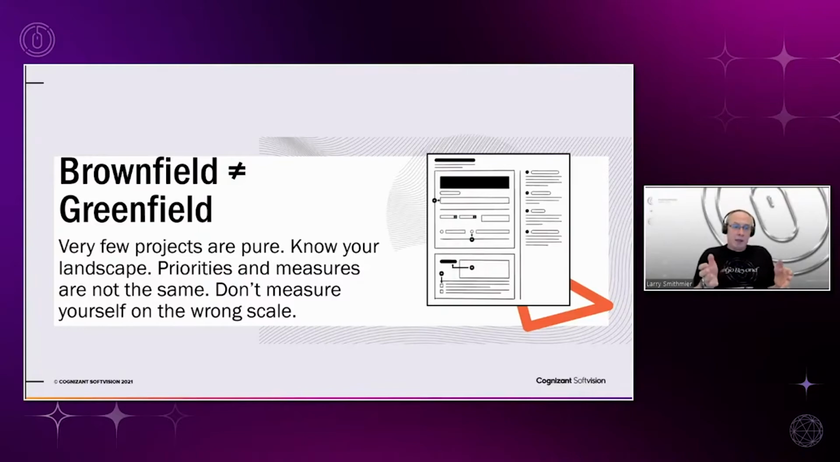Now, priorities and measures are not the same if you're doing a brownfield and a greenfield. So the hard part about mixing the two is, if you're doing a brownfield migration where you're migrating an application without doing any additions or changes to the functionality, you ought to be able to set them side by side and do a comparison.